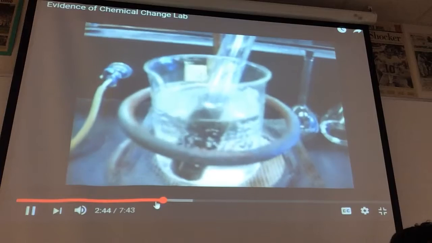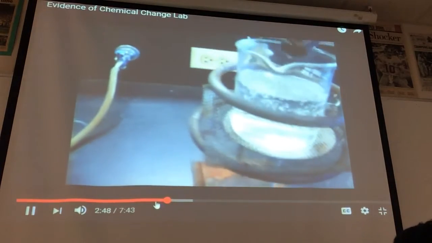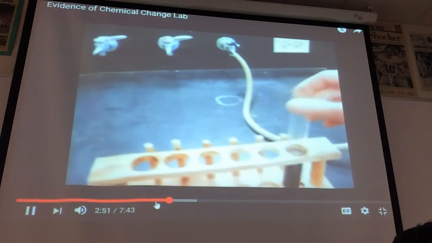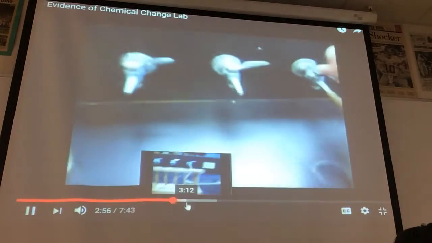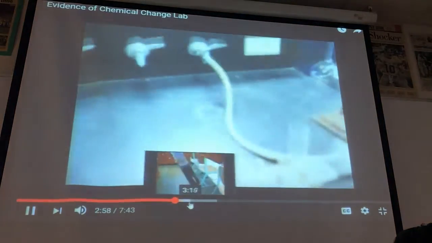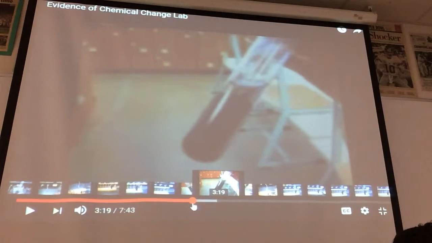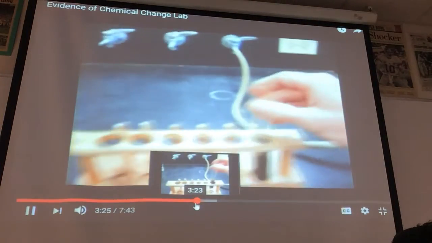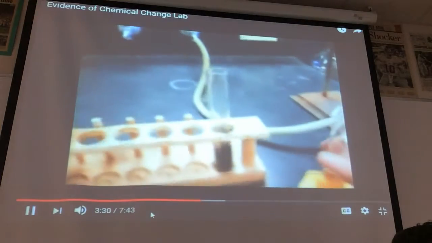Black or dark brown. So when you get a solid from a liquid, you generate a precipitate. We're going to take that out of the hot water bath now. Let it cool. Shut our burner off. So he's going to play with it. See if we can get a better look at this. Dark brown color.